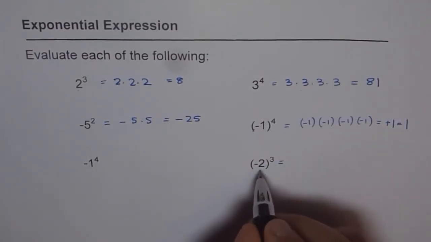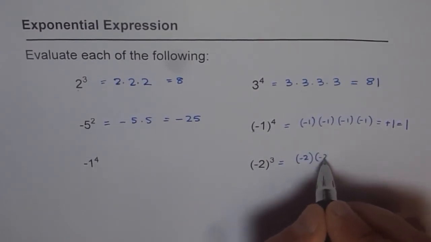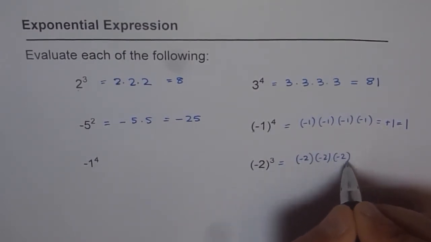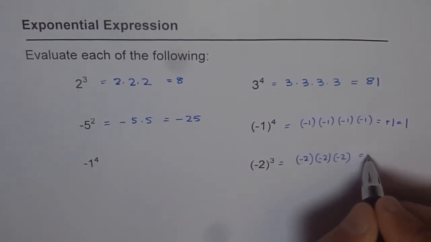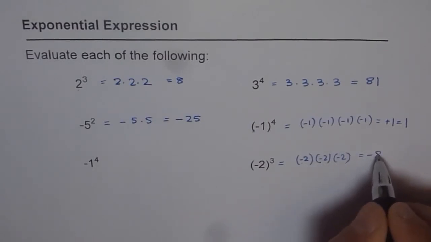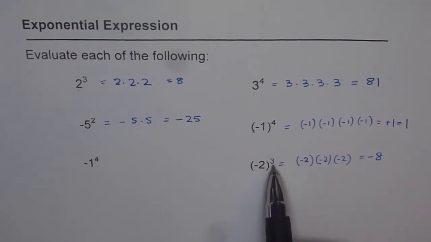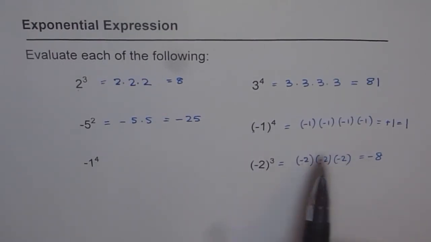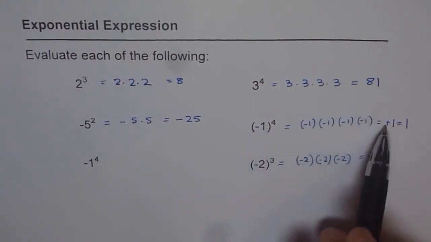Here we have minus 2 cubed. So that means minus 2 is being multiplied by itself thrice. Minus times minus is plus, plus times minus returns you with minus. 2 times 2 is 4, 4 times 2 is 8. So what do you observe here? If the exponent is odd, then minus remains minus. But if the exponent is even, then you get a positive answer, correct?